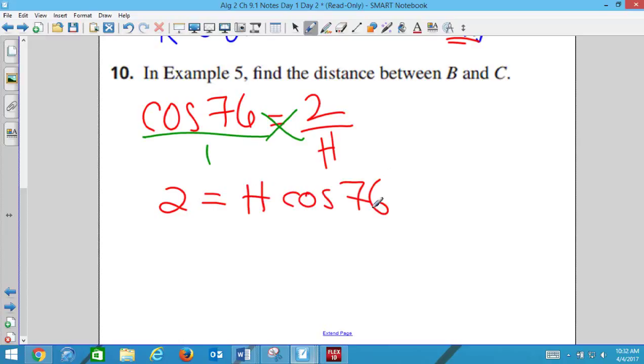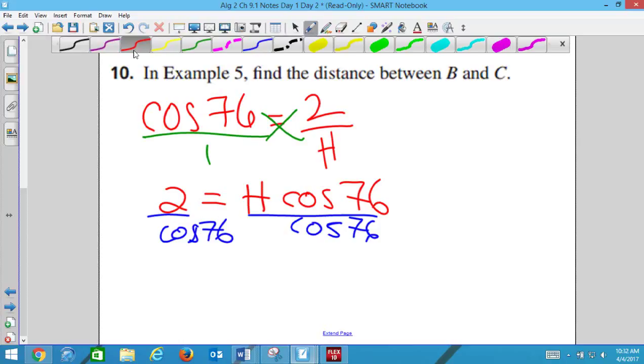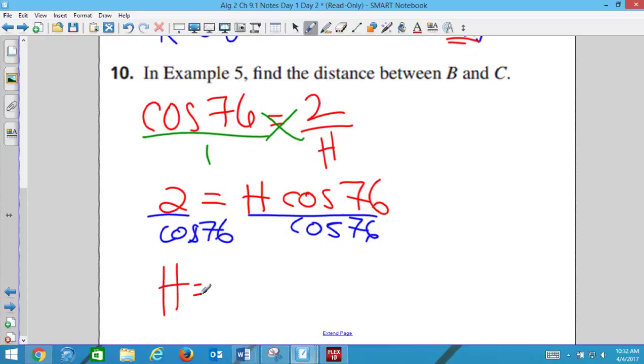So I need H by itself. We're going to have to divide by cosine 76. So you type in your calculator 2 divided by cosine 76.